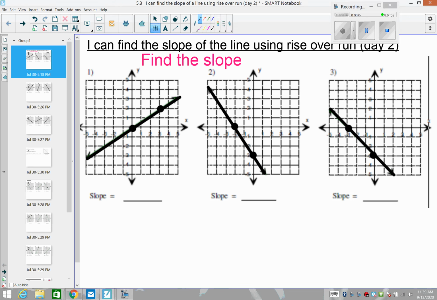Hey, math friends. So our learning target today is the same learning target that we had, but because it's such an important skill for the future of algebra, we want to make sure you have this nailed down. So I can find the slope of a line using rise over run again. Day two, our job is to find the slope.